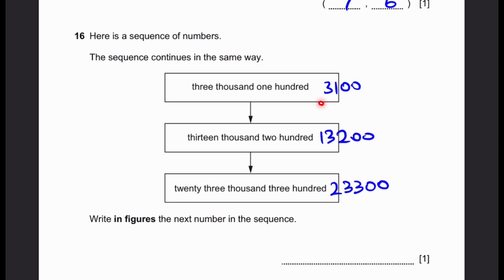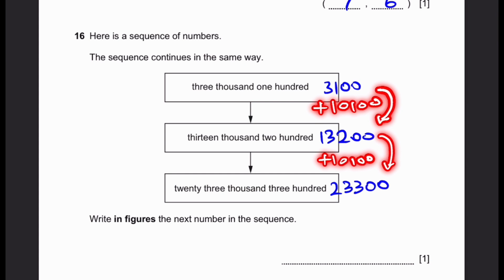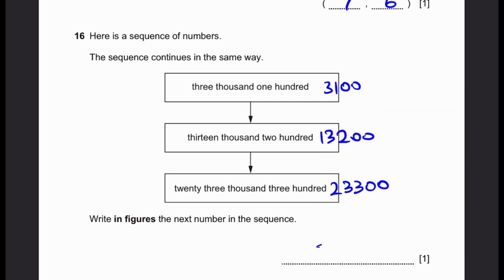Write in figures the next number in the sequence. So if we add 10100, we will get to here. And from here, if we add 10100, we'll get there. So the next number will be adding 10,100. We get 33400, which is our answer.